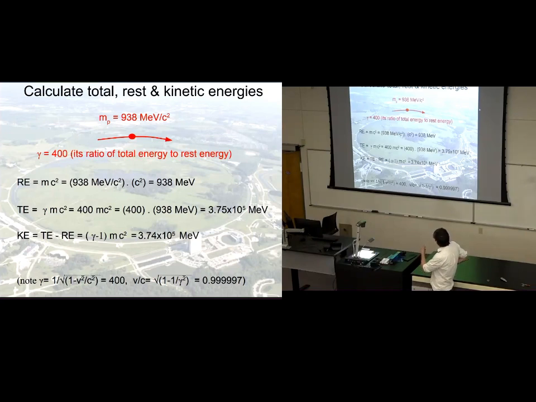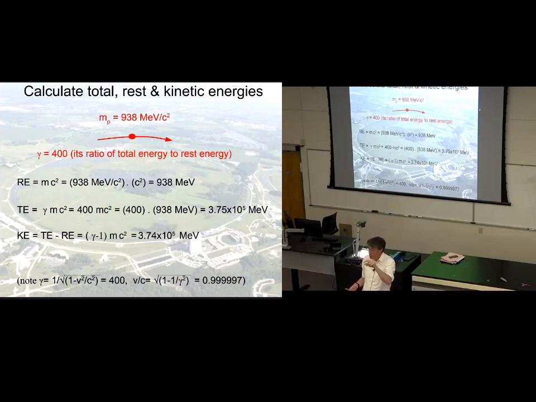What's interesting is we were told that the total energy is 400 times the kinetic energy. No, we weren't. That's stupid. We're told that the total energy is 400 times the rest energy. That's a roundabout way of telling you the Lorentz factor. The total energy is gamma mc squared. The rest energy is mc squared. The total energy divided by the rest energy is just gamma. That is the Lorentz factor.